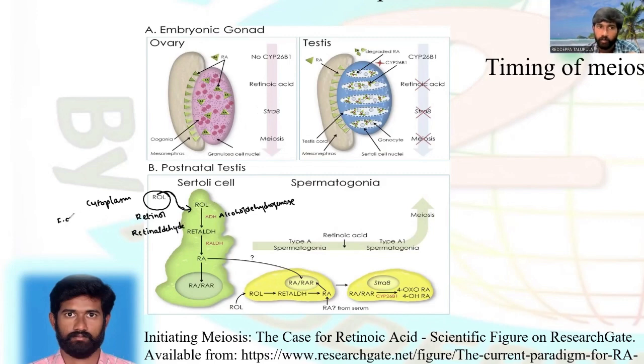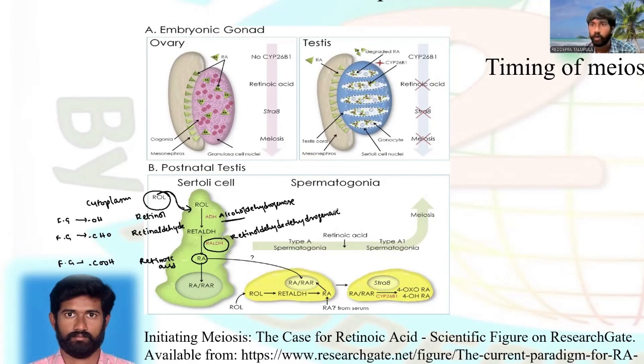See, here the functional group is OH. Here the functional group is CHO. Now this retinaldehyde will also be converted into retinoic acid, where the functional group is COOH, by the action of retinaldehyde dehydrogenase. Here is the alcohol dehydrogenase, here is the retinaldehyde dehydrogenase.